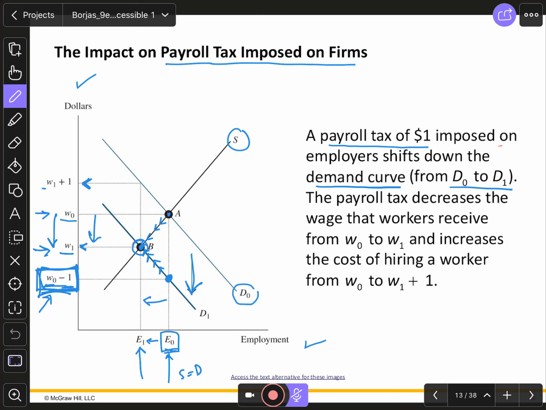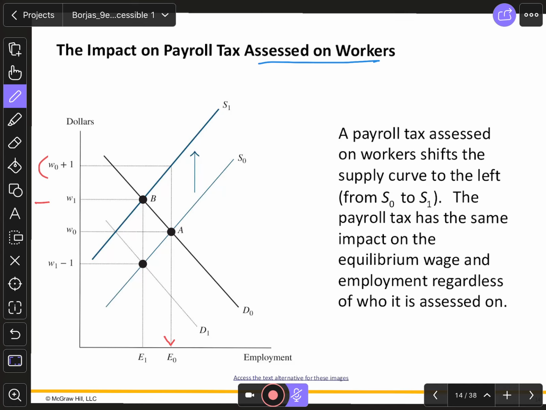Now let's take another case, in which the payroll tax is imposed on workers. Workers are the suppliers of the service, right? So let me just erase these. They are the suppliers of the service.